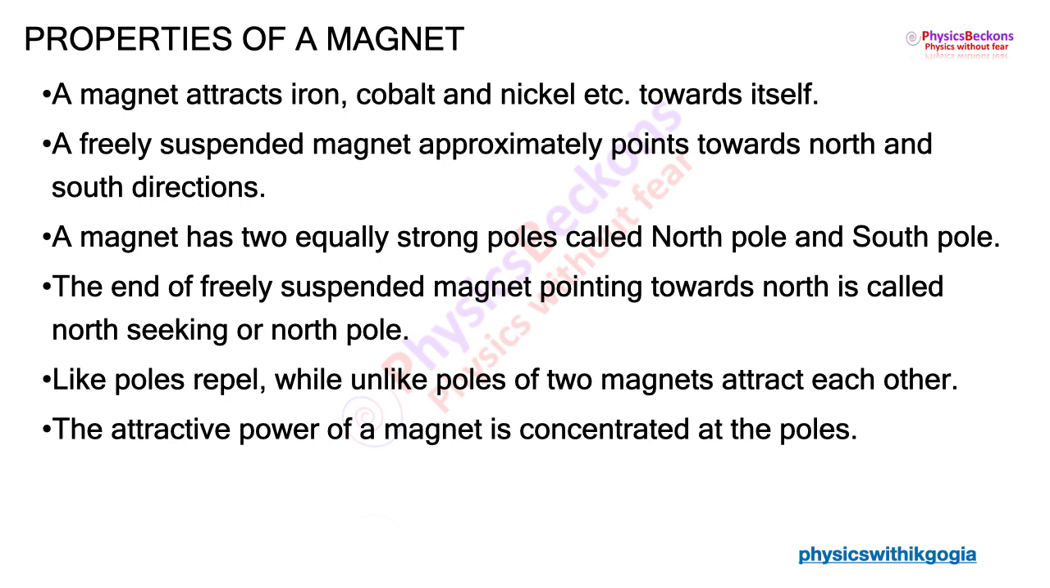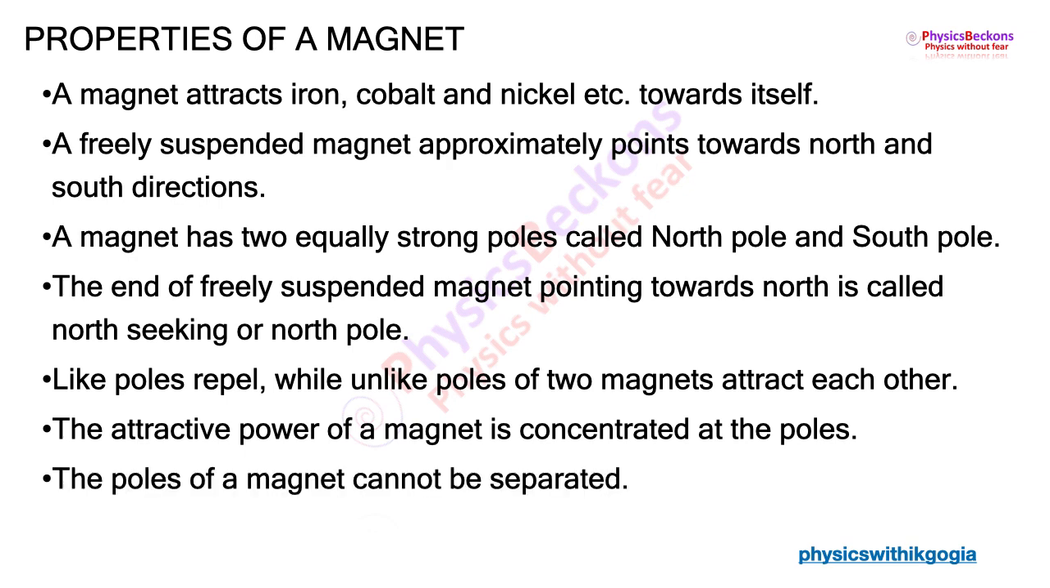The attractive power of a magnet is concentrated at the poles and there is no attractive power in the center or middle of the magnet. The poles of a magnet are inseparable, that is, if you break a magnet into two pieces you will get two independent magnets. Each piece will have a north pole and a south pole. You cannot separate the poles of a magnet.